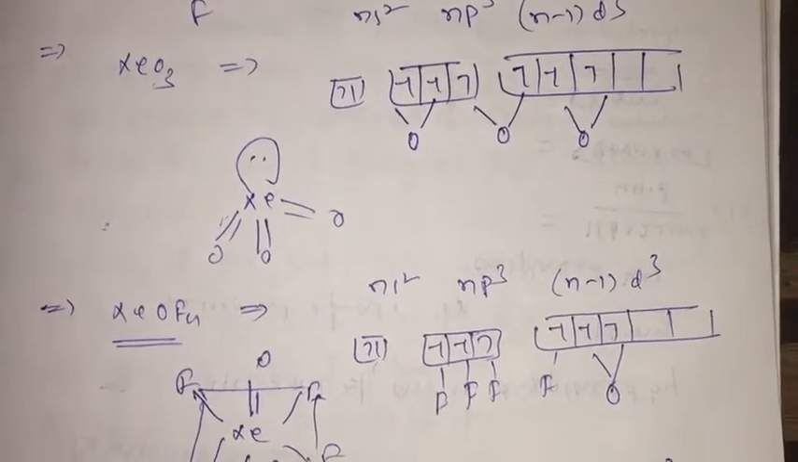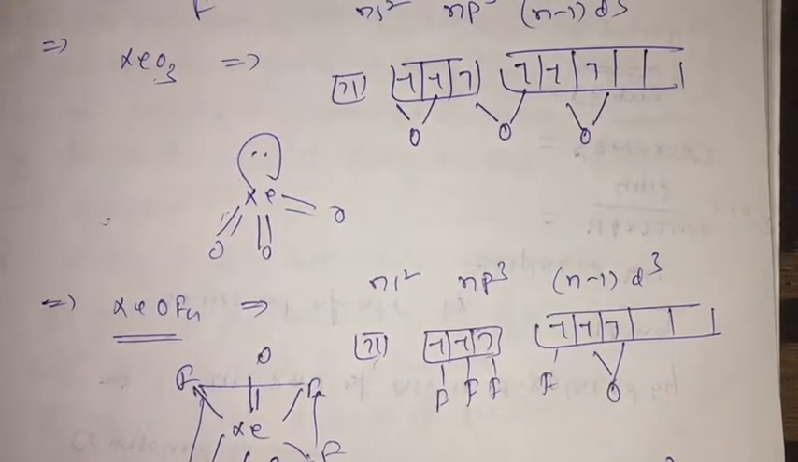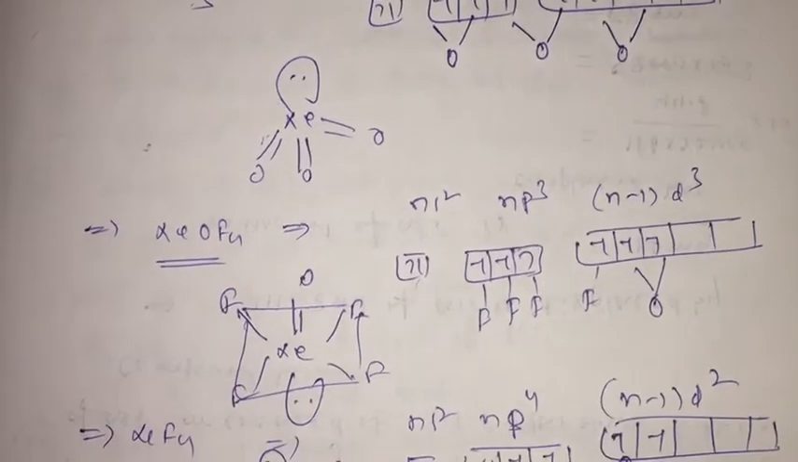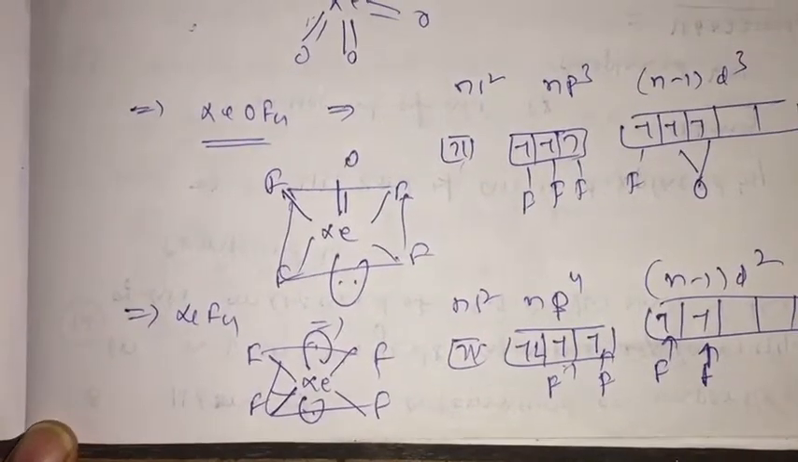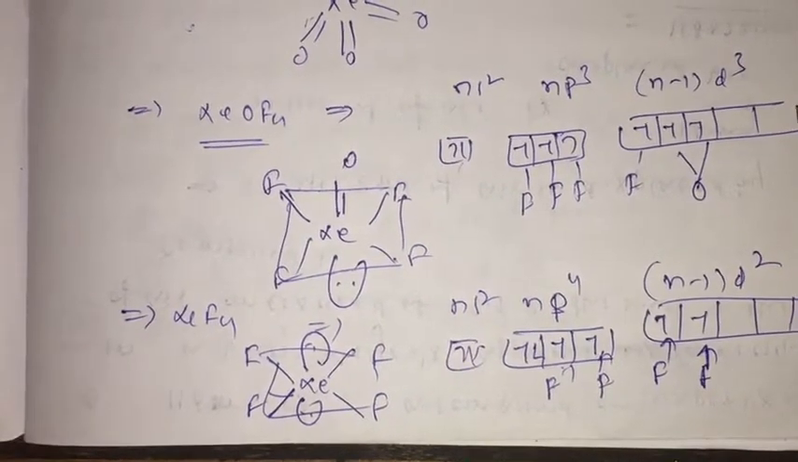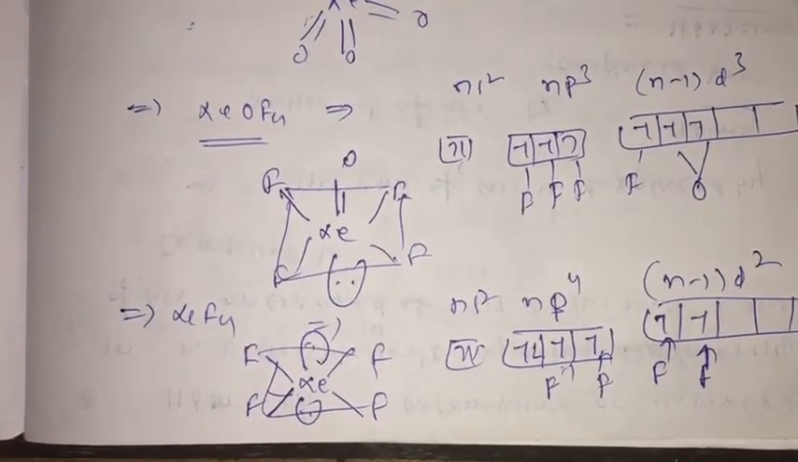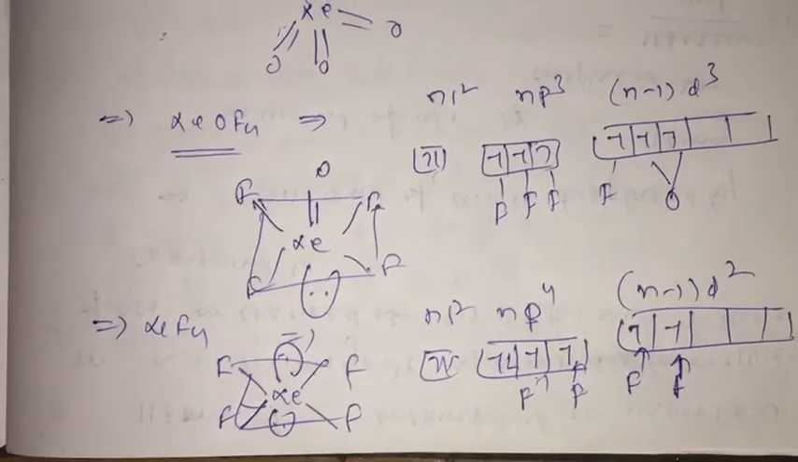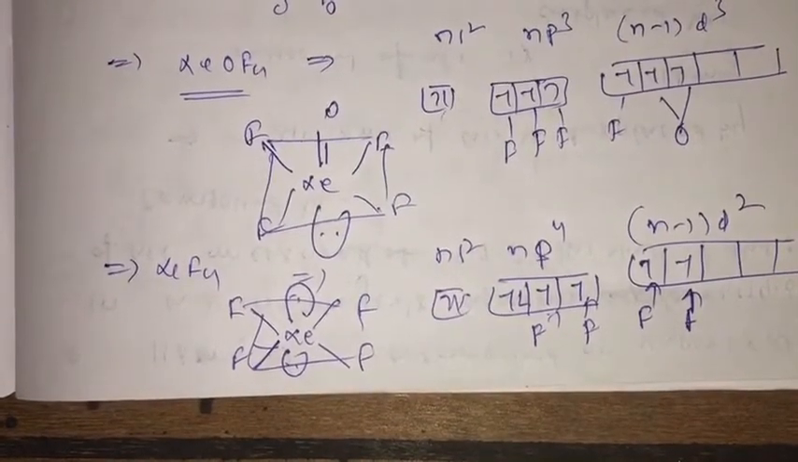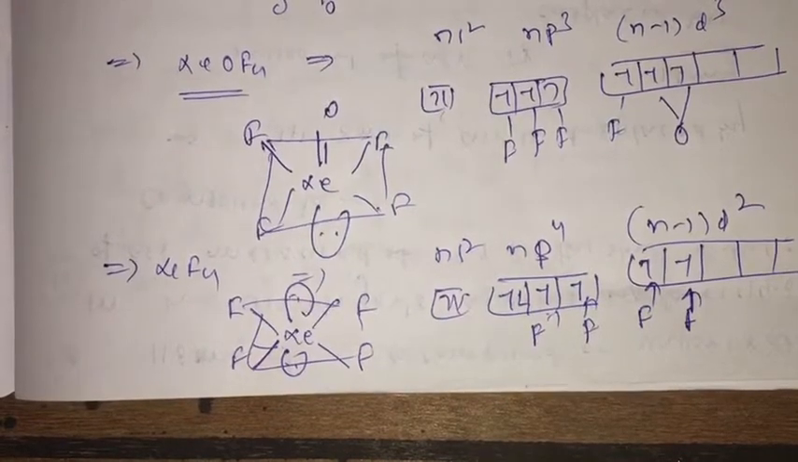Next is XeO3. According to O, 6 bonds are required, 6 unpaired electrons, then one lone pair. Okay, so it is a pyramidal structure. XeOF4. O can show 2 bonds and F can show how many bonds? 4 bonds, 4 Fs. So totally how many unpaired electrons are required here? 6 unpaired electrons required. So 6 bonds, where oxygen can show 2 bonds, one is the pi bond, another one is the sigma bond. 4 fluorines can form 4 bonds and one lone pair. So now what will the shape be? Square pyramidal structure.